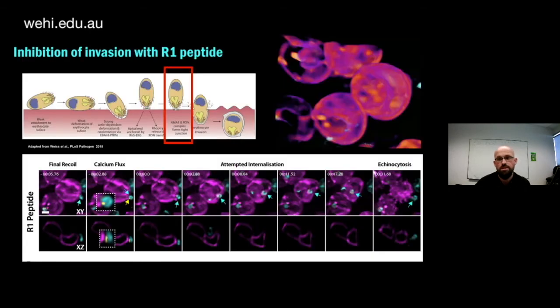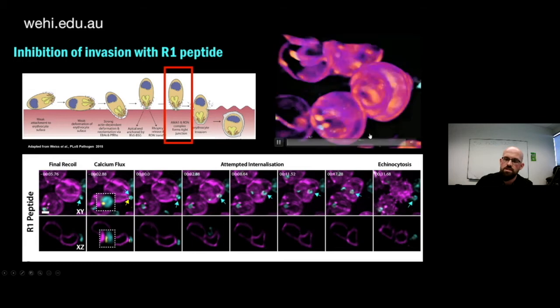So one such inhibitor is R1 peptide, and this inhibits the AMA1 RON2 interaction, which is at the point of formation of the tight junction. So in the diagram at the bottom here, you see we have the final recoil, followed by the calcium flux. And eventually, you see this big attempt at internalization and the acanthocytosis.